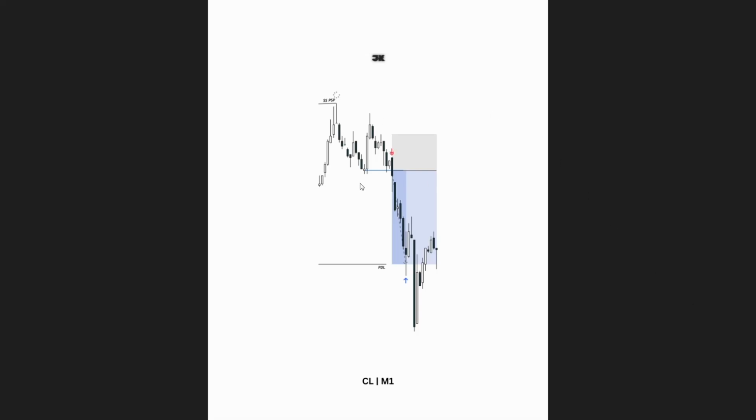Today I'm going to break down this trade that I took yesterday. This is on oil. So yeah, I'm going to jump into it. I'm going to use TradingView, but you can see here the executions for this trade.